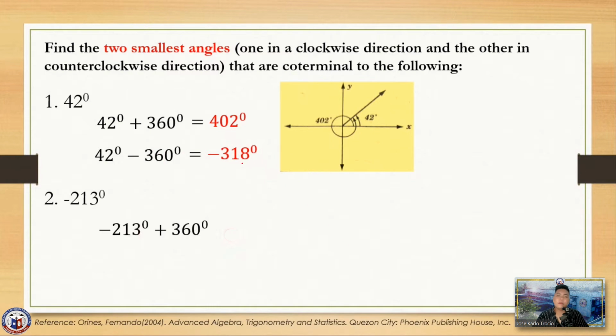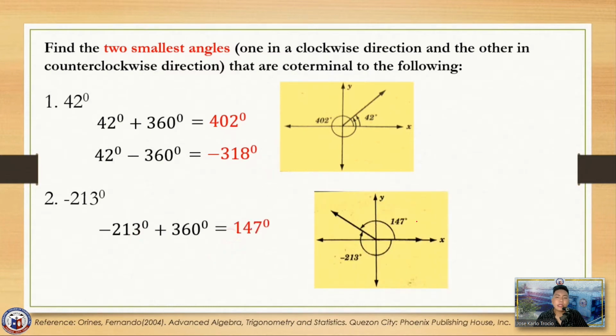Another example, you have negative 213 degrees plus 360 degrees, and that is 147 degrees. So look at this, this is negative 213, so you have 90 plus 90, 180, 180 plus a little bit of this, no, that is 180, so you add like 33, so this must be 33 here, 33 degrees.